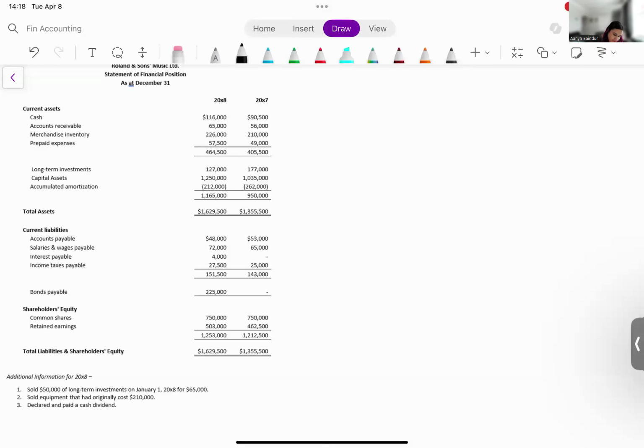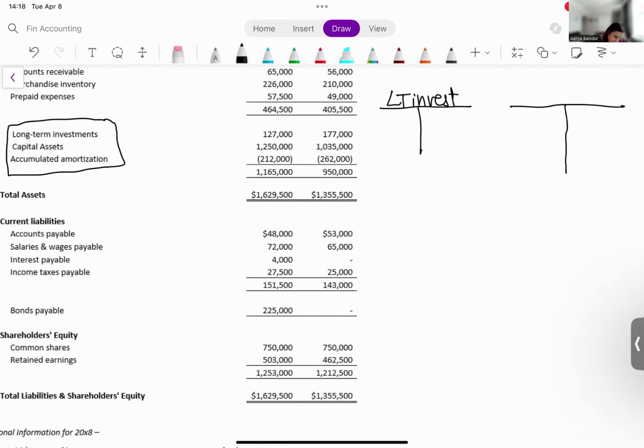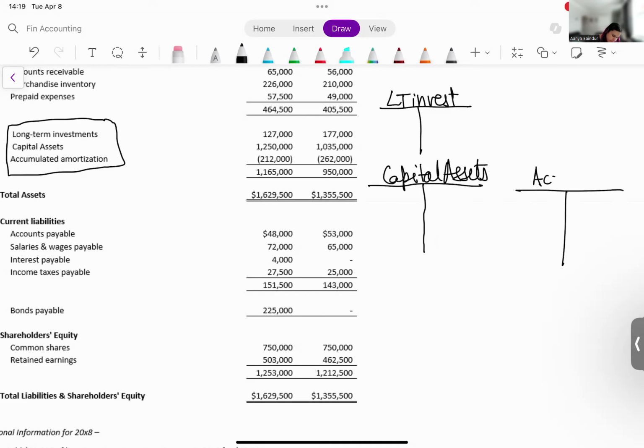Now let's start with cash flows from investing. The very first step we'll take is we're just working with these three items now. For each one of these, let's create T-tables. So first of all, we have long-term investments. Then we have capital assets. Lastly, we have accumulated depreciation.